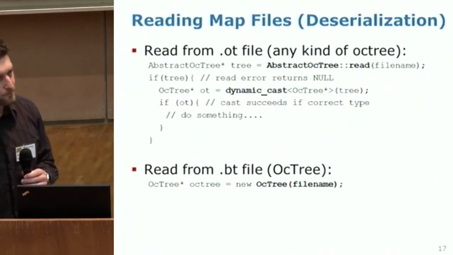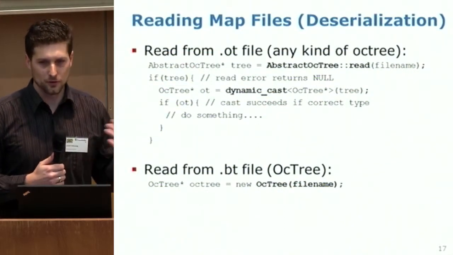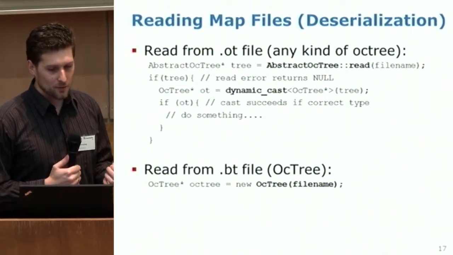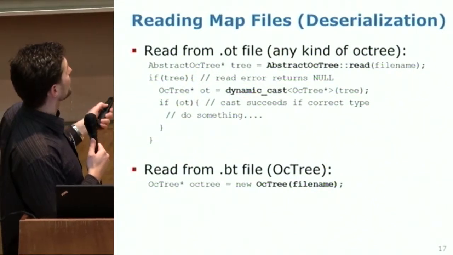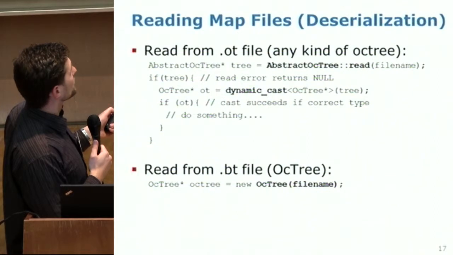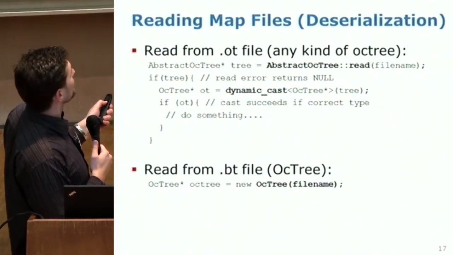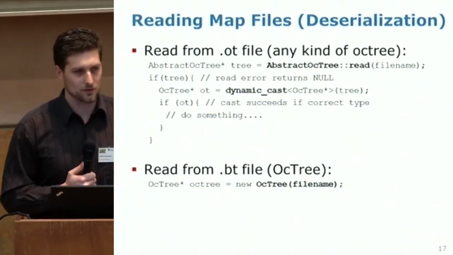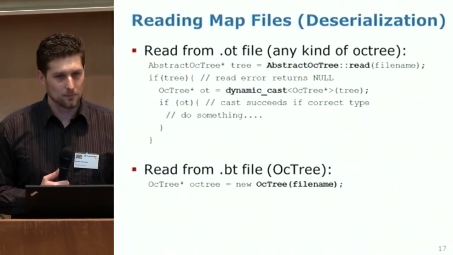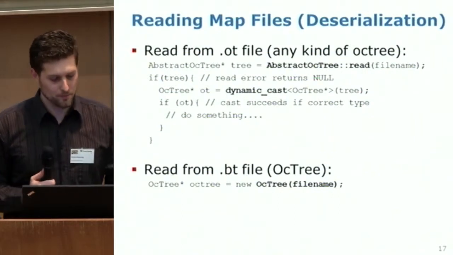Then the reverse case, reading map files. Since we have this general structure that an Octree can actually contain anything in there, you can do your own extension. We have this factory pattern here, which you see at the top example. In an OT file, you can store any kind of Octree. So you need to use this abstract Octree to read from a file. It will give you back a pointer to an abstract Octree. And then you need to check if the read was successful, and then dynamic cast to the kind of class you're expecting. And this is the case since you don't really know what you're reading from the file until you look at the file, right?